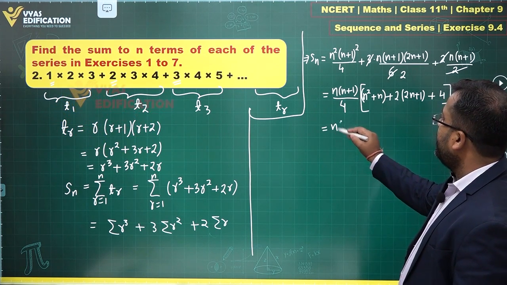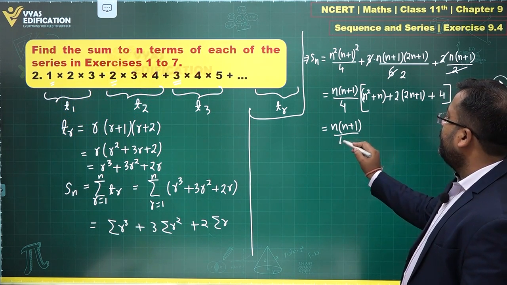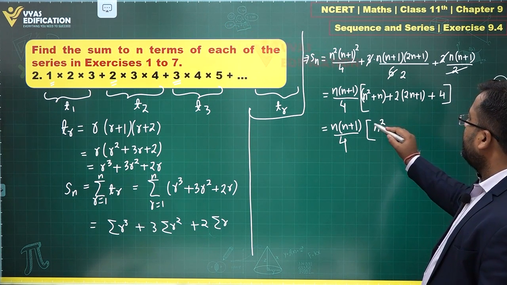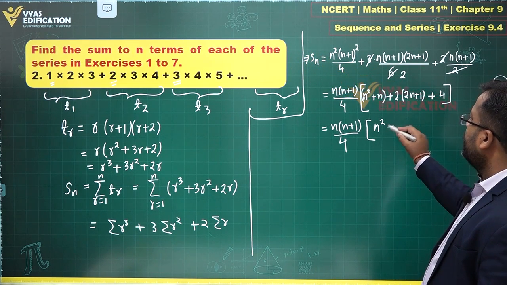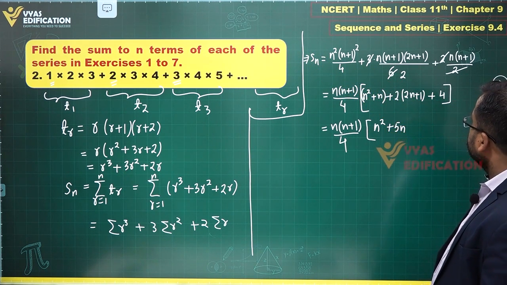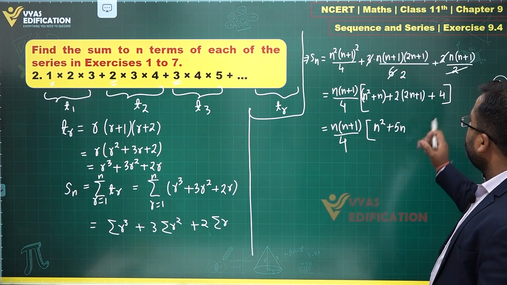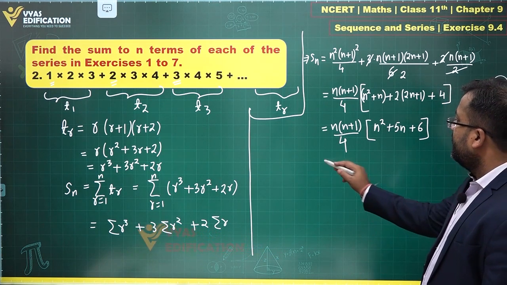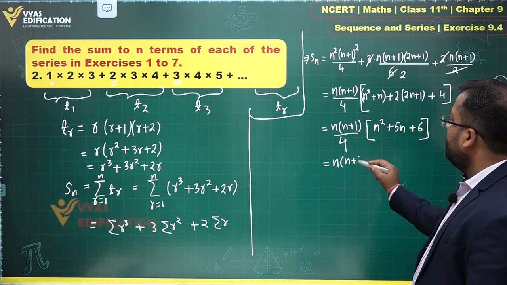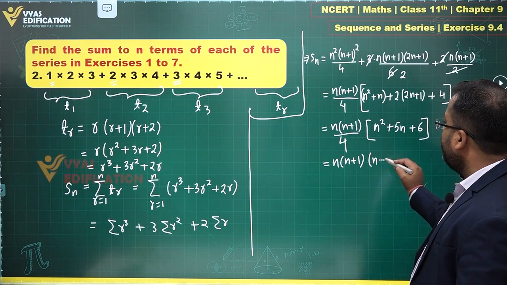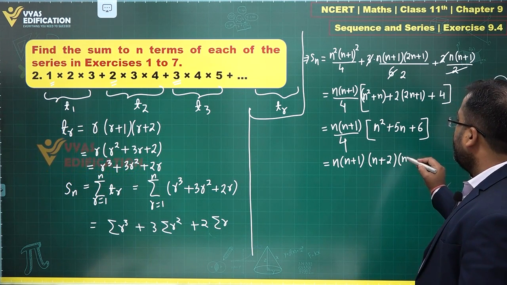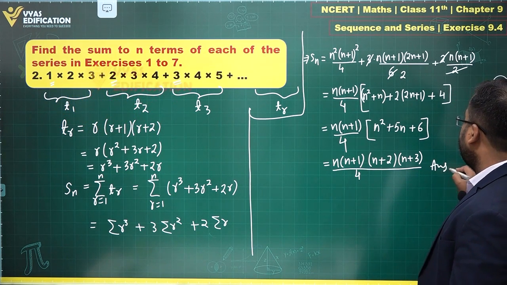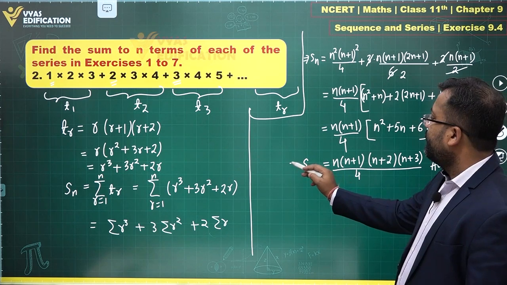This becomes (n plus 1) upon 4 times, what does this simplify into? This is n square plus n plus 4n, which is 5n, and plus 2 and 4, which is 6. This is what you get: n square plus 5n plus 6. This is factorized as (n plus 2)(n plus 3) upon 4. And that's my required answer for Sn.